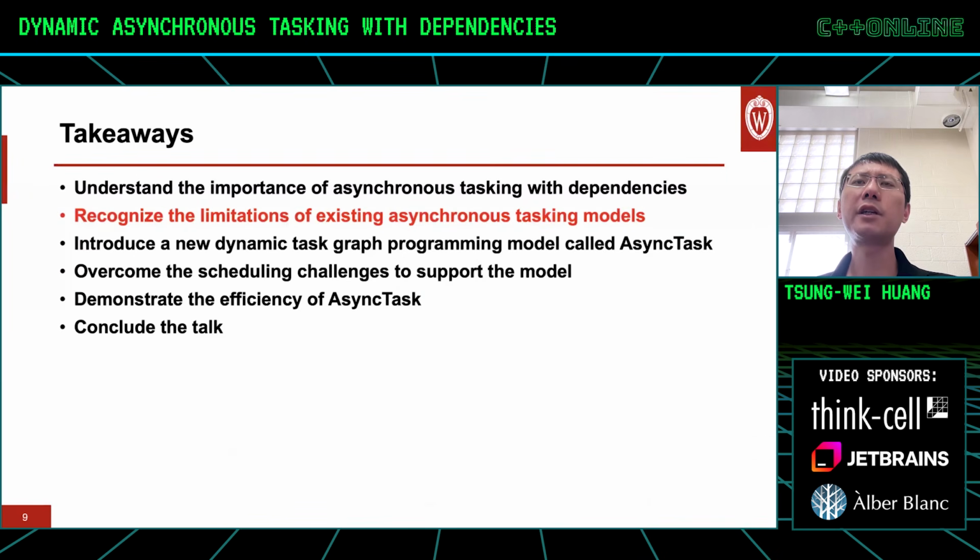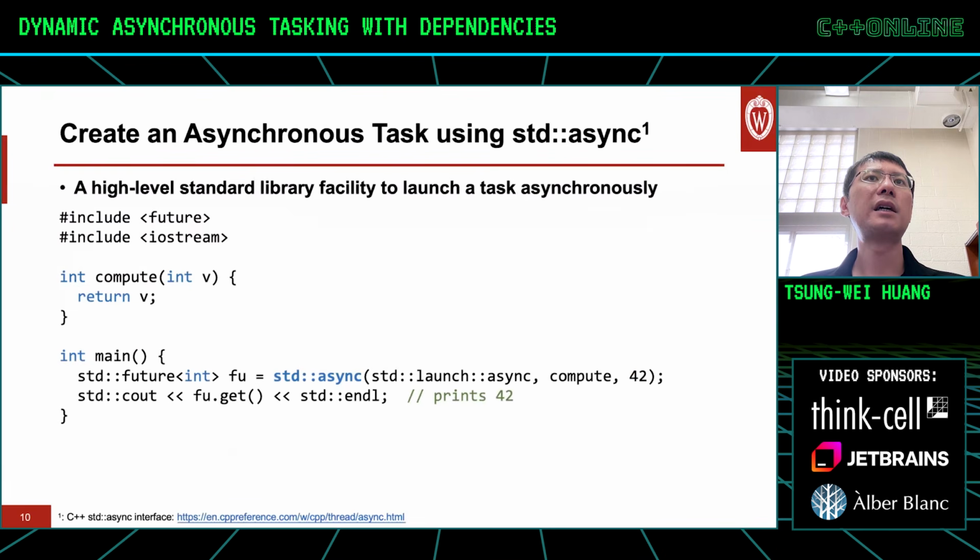Now we are going to look into some popular asynchronous tasking models and their limitations. In C++, we can create an asynchronous task using std::async, which is a high-level standard library facility for you to launch a task asynchronously.